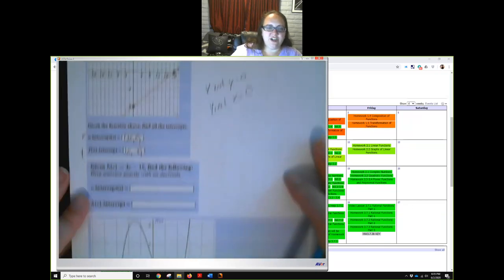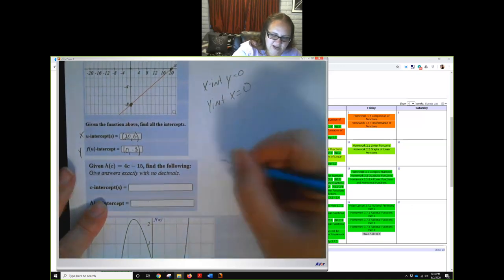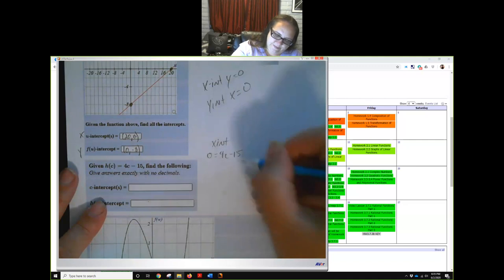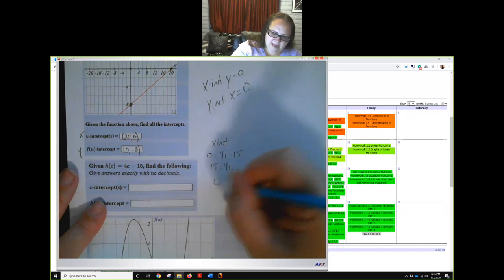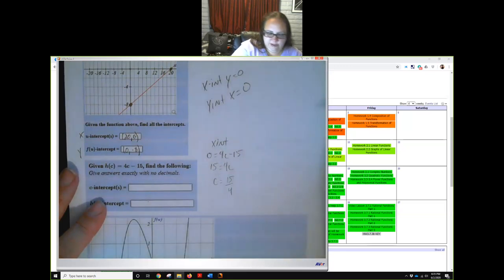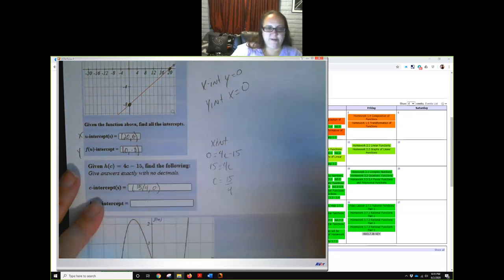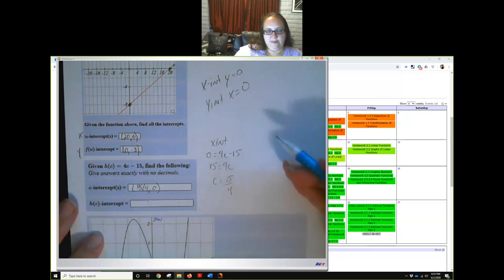So if you're given function notation, to find your x-intercept, or in this case your c-intercept, you're going to make y equal to 0. So 0 equals 4c minus 15. 15 equals 4c when I add the 15 over. And c equals 15 over 4. So my c-intercept is at 15 over 4, 0. And why is that 0? Well, because I plugged in 0 for y.